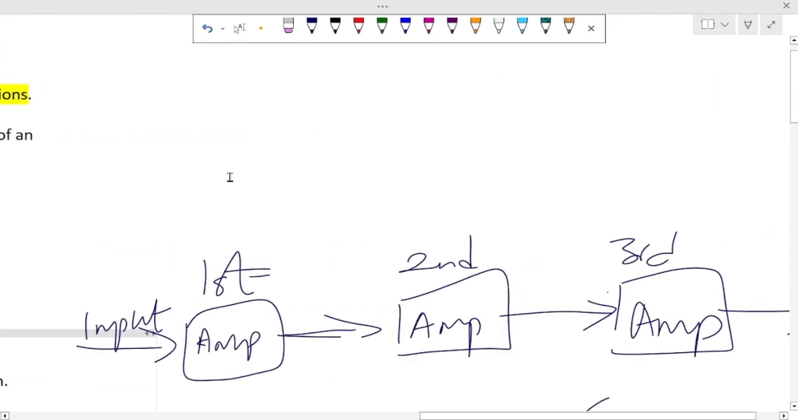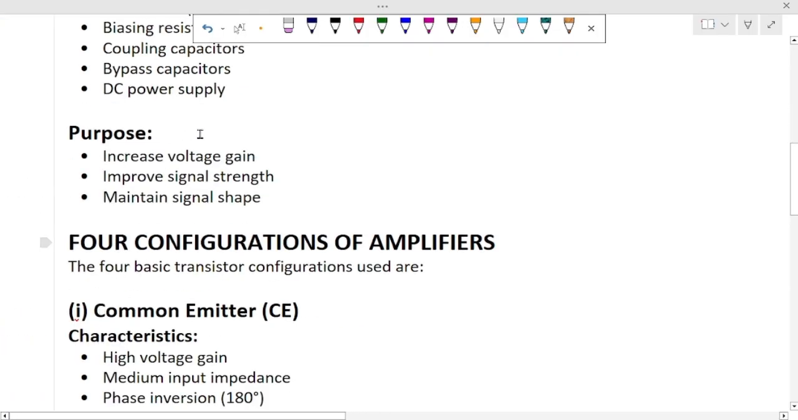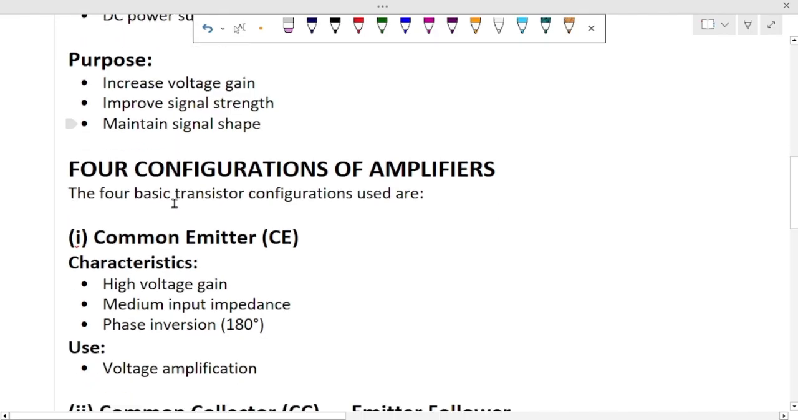Okay, so from this example we gave here, of course, improving the voltage means you are also improving signal strength, but we want to maintain the shape of the signal while the strength is increased. Okay, so that's the three. Those are the purposes of this thing: increase voltage gain, improve signal strength, and maintain the signal shape.